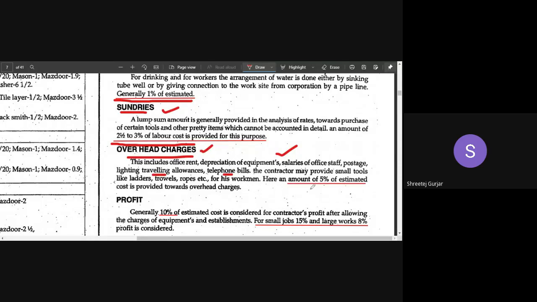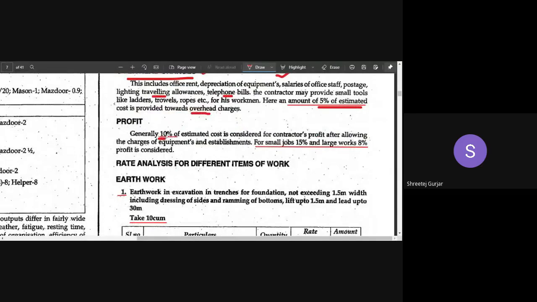All those things are required, and those are taken as overhead charges. So how much do we keep? We keep 5% of the estimated cost towards overhead charges. And coming to profit, we know we keep profit of 10%. 10% of profit is kept as a contractor's profit.